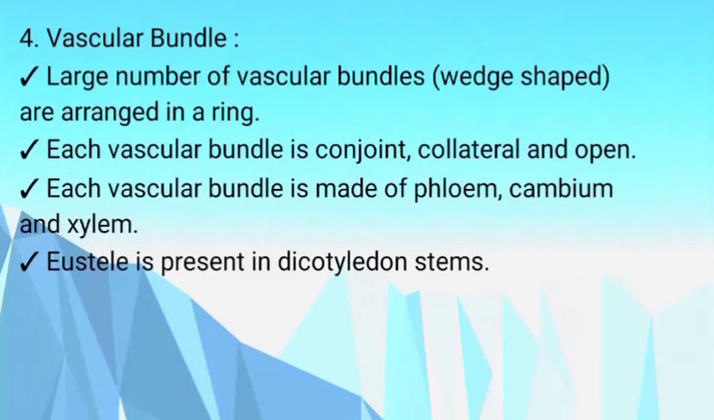Each vascular bundle is made up of phloem, cambium and xylem. Eustele is present in dicotyledonous stem. Remember, the dicotyledonous stem vascular bundles are wedge-shaped, arranged in a ring-like structure called eustele. These vascular bundles are conjoint, collateral and open vascular bundles.